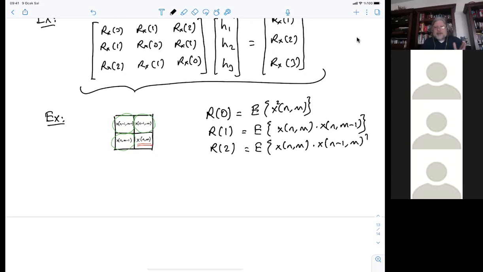I'm calling this R2. It's not the lag of 2. The pixel-wise coordinate difference between this and this is not 2, but this is another correlation, so I call it R2. That's my definition. And then I will use R3 to be the minus 45 degree diagonal correlation, which is x of n m times x of n minus 1 m minus 1.